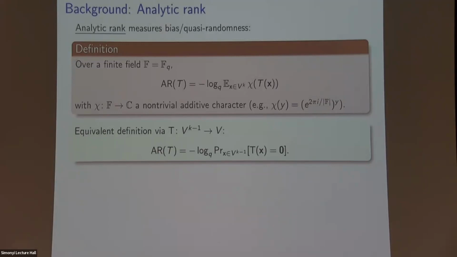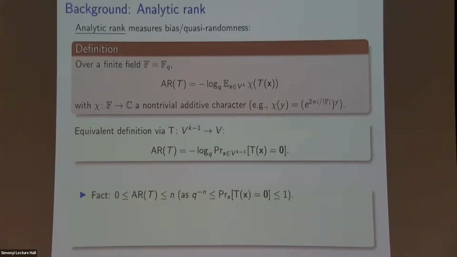So in this perspective, I'm thinking not of a tensor but of a multilinear map. What's the probability that a uniformly random input gives me the zero vector as the output, normalized logarithmically? Basic facts: this makes sense as a notion of rank. It's always between 0 and n, where n is the number of variables in each group.